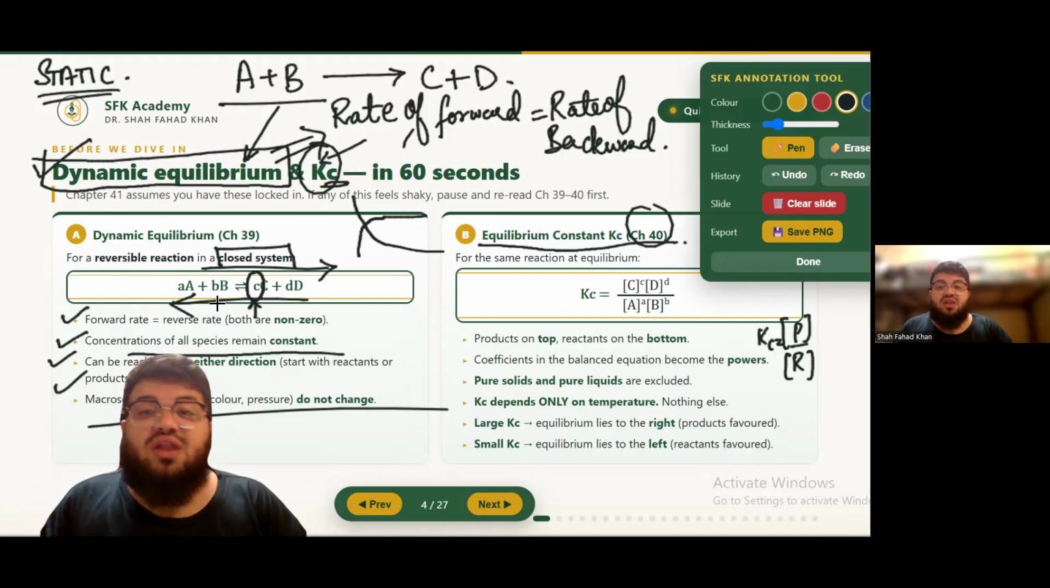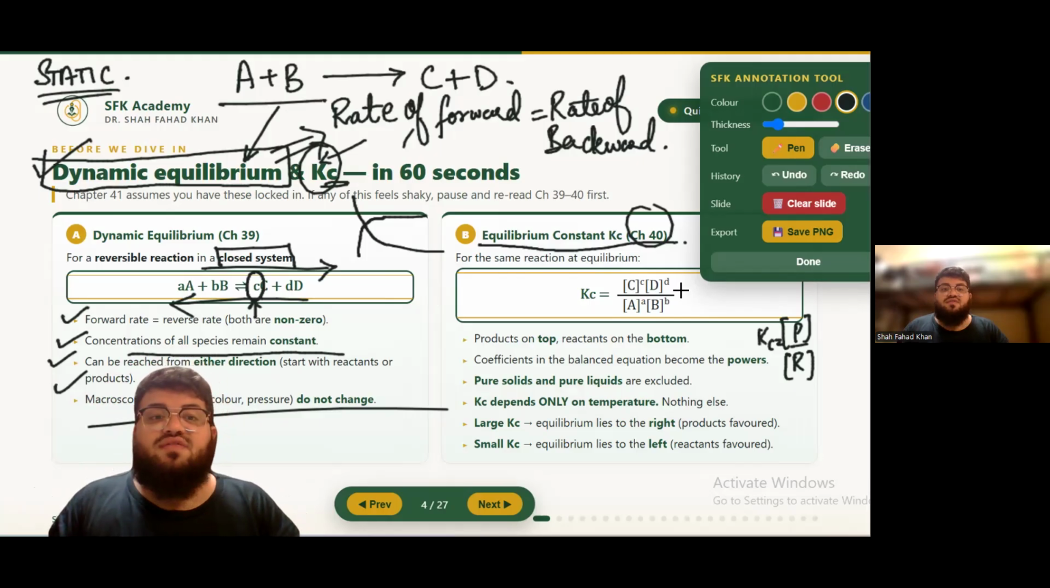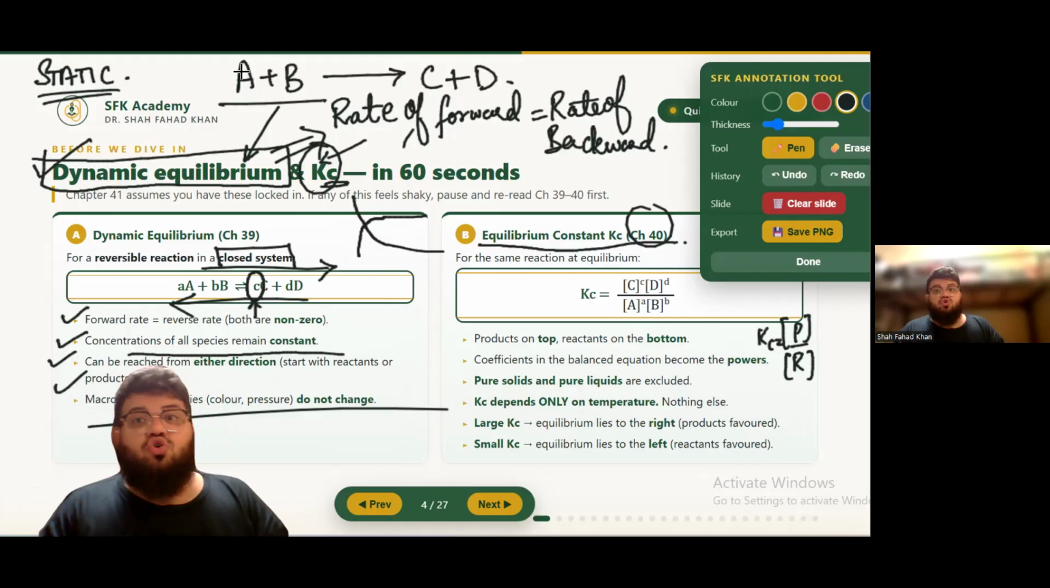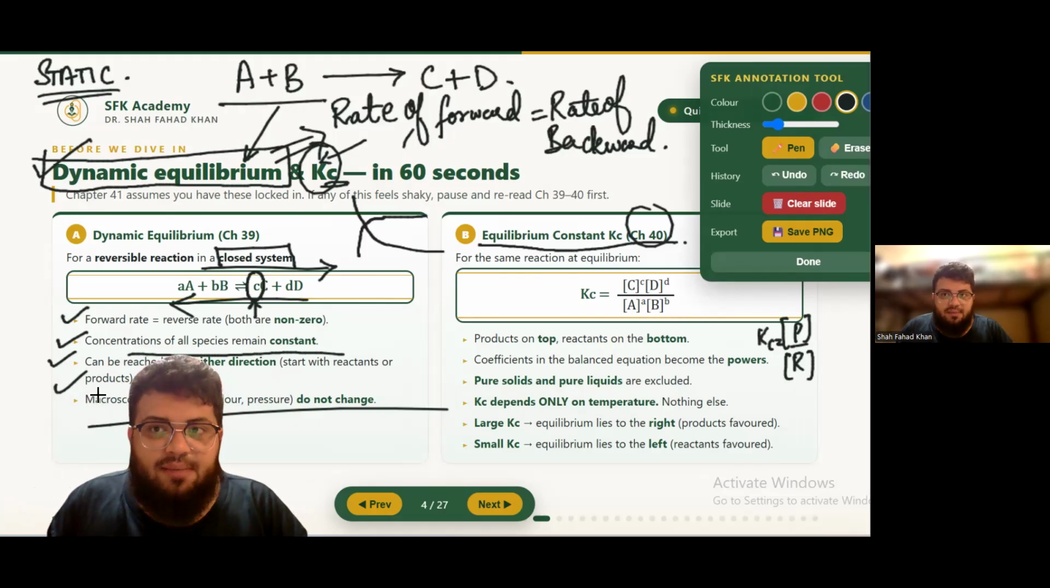And similar is the case for the reactants as well. The concentration of the reactants become raised to the power of their stoichiometric ratios. In this case, small a and small b. Okay, let me give you a quick example over here now.